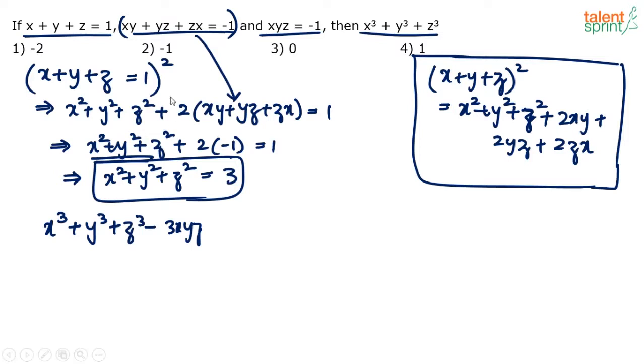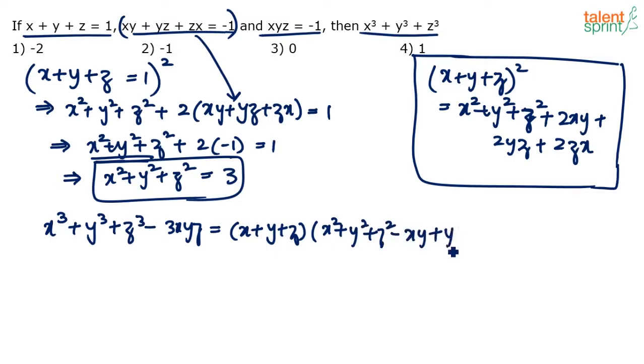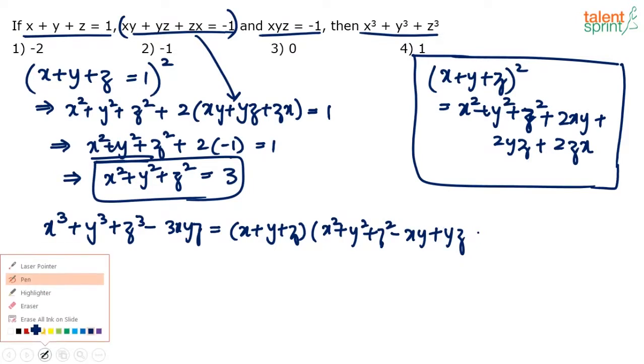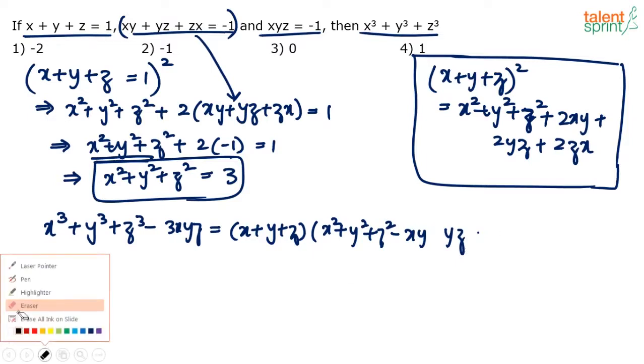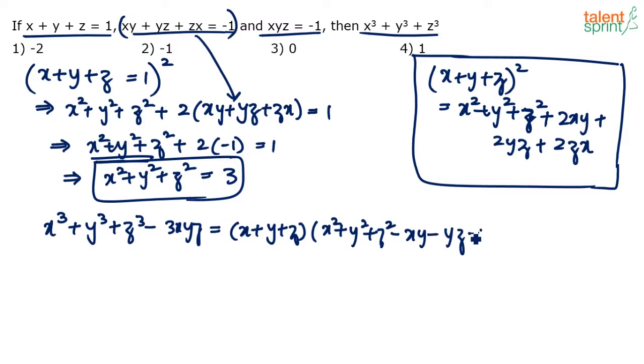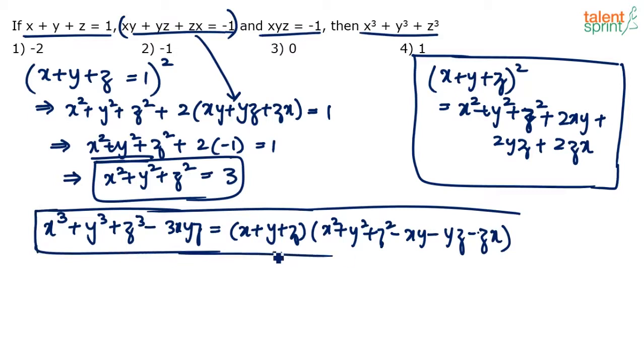X cube plus y cube plus z cube minus 3xyz equals x plus y plus z into x squared plus y squared plus z squared minus xy plus yz plus zx. Sorry, minus of xy plus yz plus zx, or you just take minus xy minus yz minus zx. And all these different expressions have been given in the question. This is the standard identity again. Now we have to find out what is x cube plus y cube plus z cube. That's the requirement of the question.